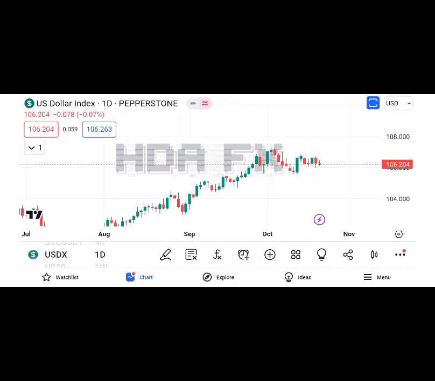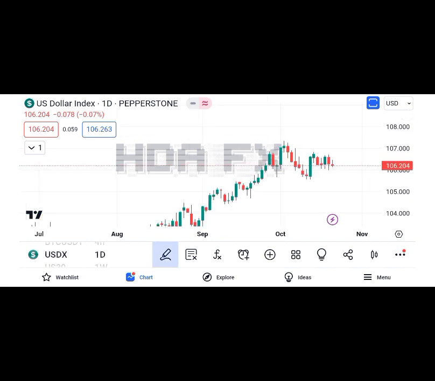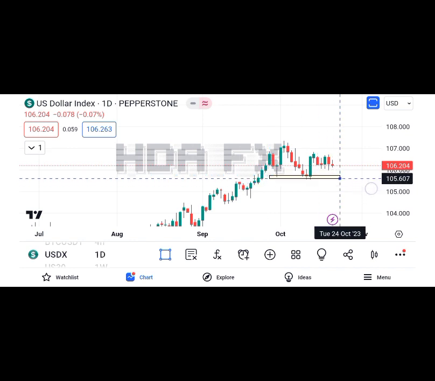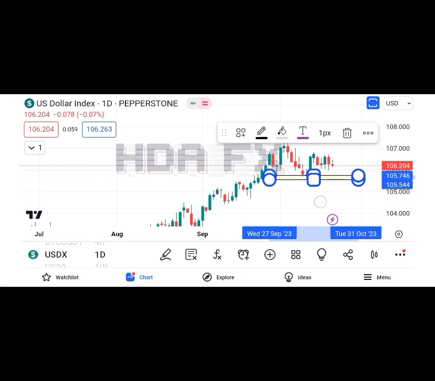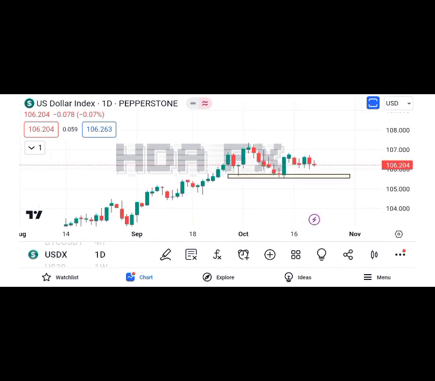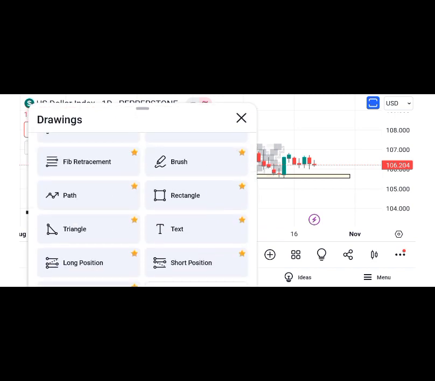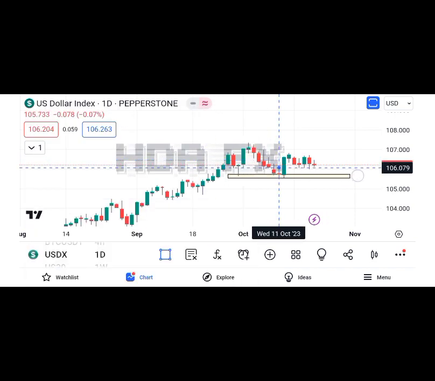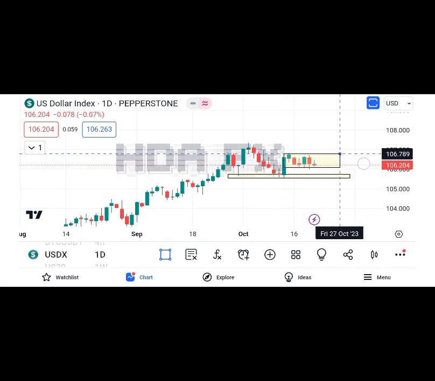Our next pair we'll also be looking at now is the dollar index. So now on the dollar index, on the daily time frame, we have this structure here. And if you study closely, looking at current market behavior, you can see that the market is kind of choppy. We have a choppy market here.